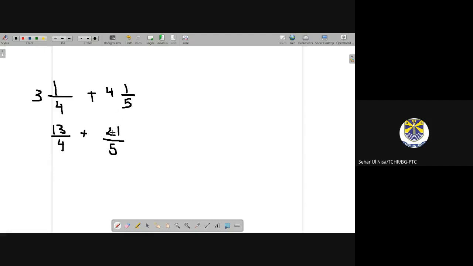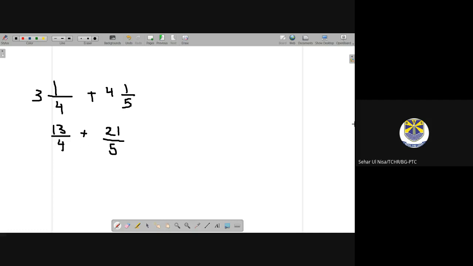21 by 5. So now you have to make the denominator the same. For making the denominator the same, there might be some numbers that are greater, and you might not be able to guess which table these numbers are going to come in.